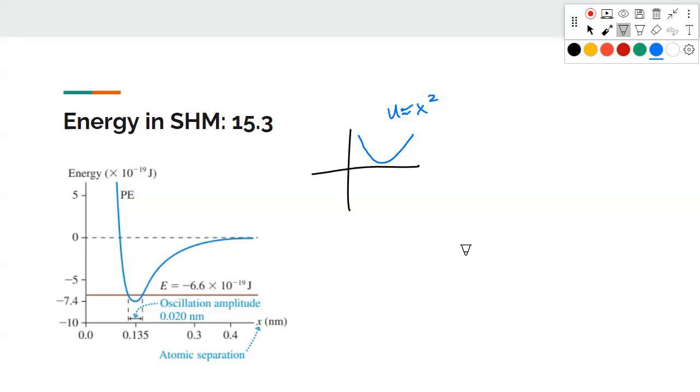But what we can do is we can just zoom in to this bottom region. For any function with a minimum, if you zoom in close enough, it'll start to look like a quadratic. So for small oscillations, atomic and molecular bonds act like masses on a spring.